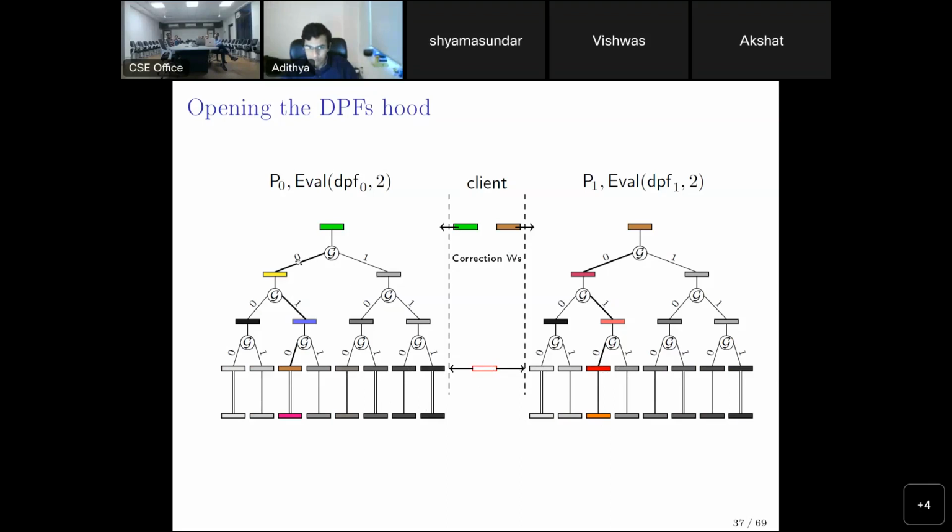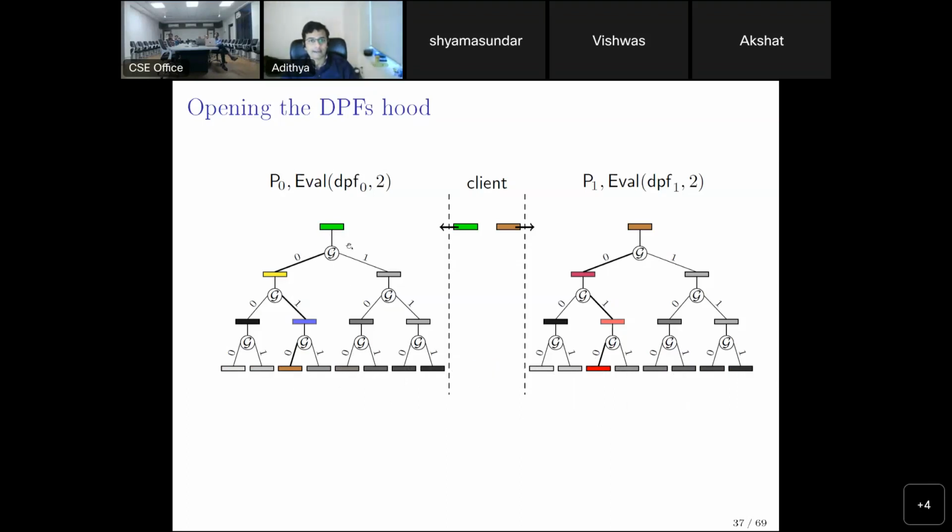So the way this part works, of turning a tree which looked like this into a tree which looked like this, I'll be talking about just a few slides later. But the main idea is that you have a correction word at each layer, which re-randomizes one of the children and equalizes the other child. And once you've equalized one of the children, the length doubling PRG property would make sure that the corresponding children of the two trees remain equal.